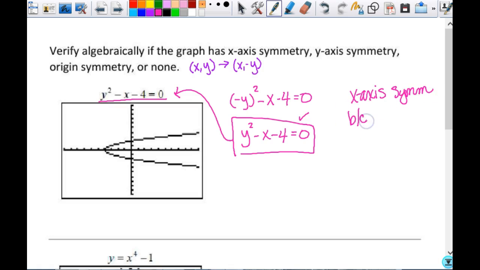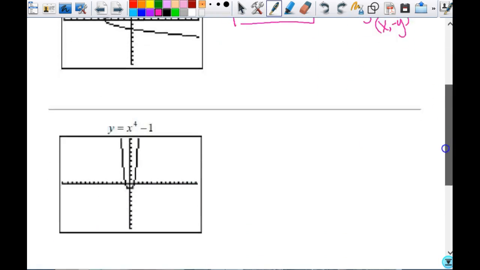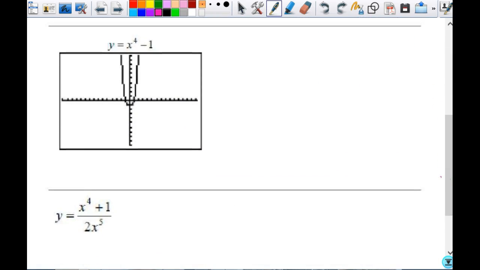So I can say x-axis symmetry because for every (x, y), there is (x, negative y). Okay. So now look at the next one.